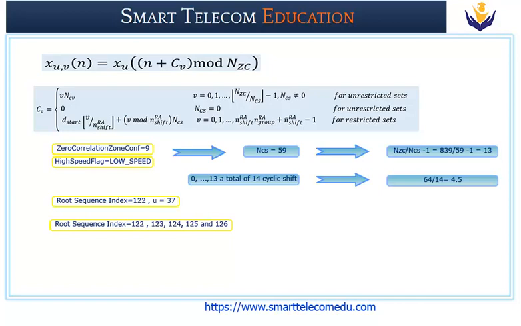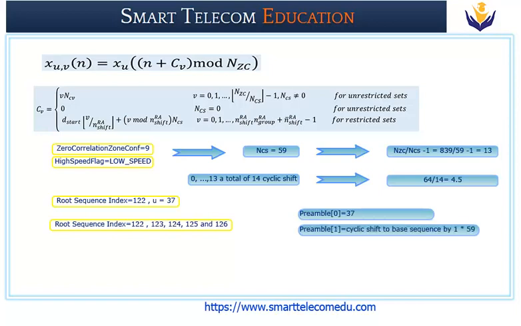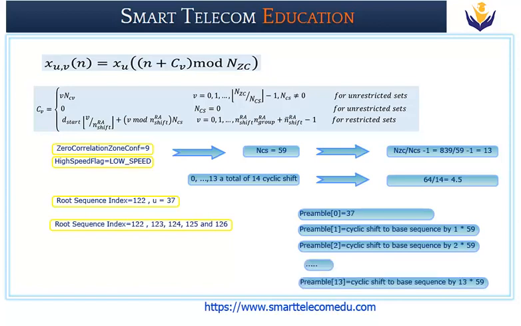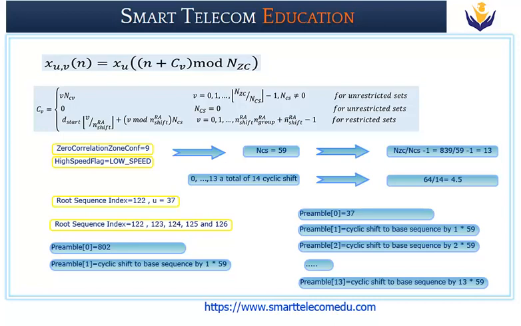Then the 64 preambles are generated as follows for our example. The first preamble will use the base sequence, U 37. The second preamble equals cyclic shift to the base sequence by 1 times 59. The third preamble equals cyclic shift to the base sequence by 2 times 59. Till the 14th preamble, RACH sequence 13, equals cyclic shift to the base sequence by 13 times 59. Then we use the next root sequence index, 123, and the value of U is 802, to generate the next 14 preambles.